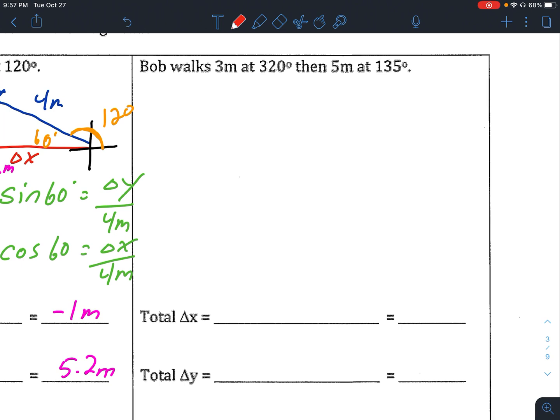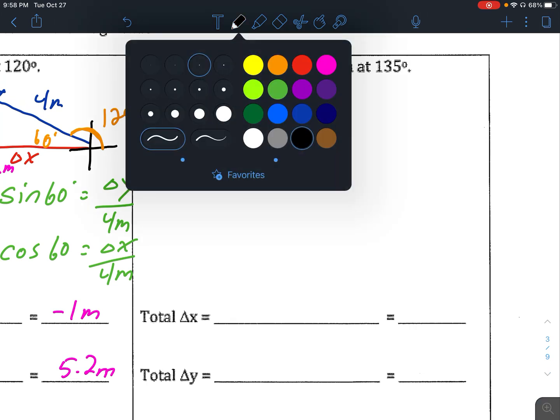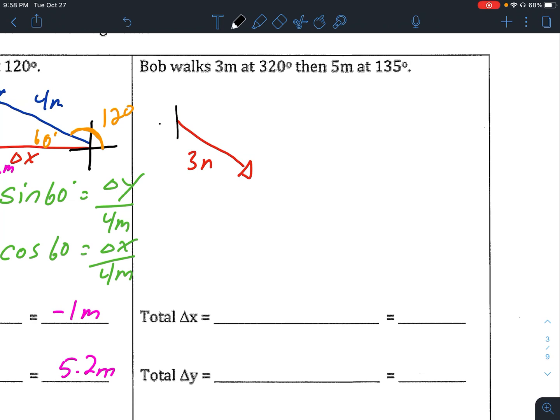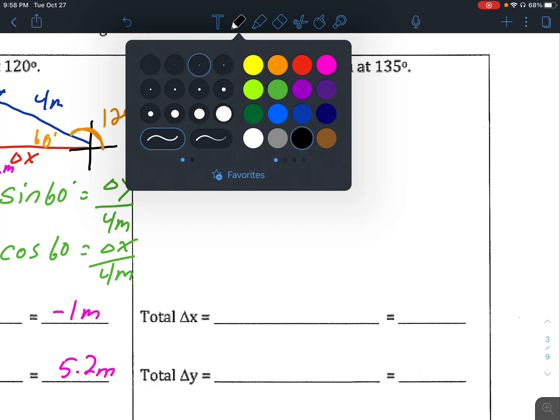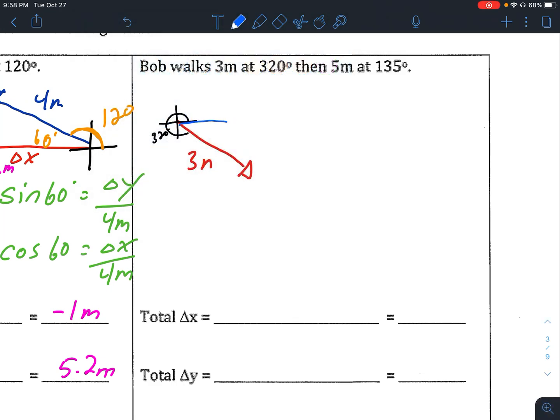All right, so we got Bob going at 320. That's about, say, there. I'm going to put in my coordinate system just for reference. So that 320 was this huge circle. So if you couldn't envision where that was, sometimes it's helpful to put that in there. Now I add in my X and Y components.